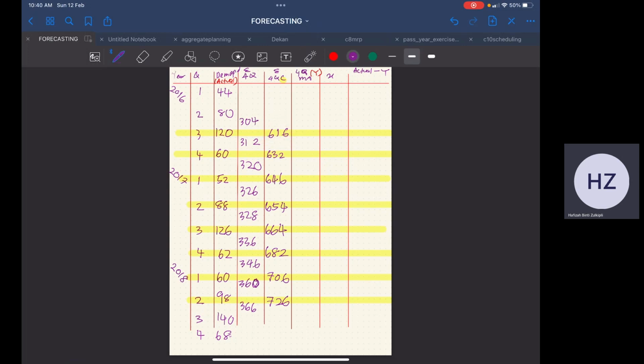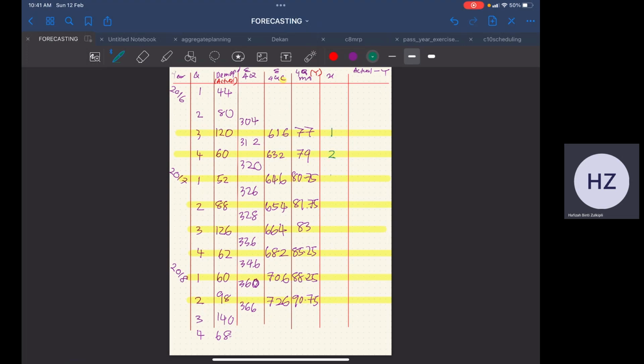616 divided by 8, you get 77. 632 divided by 8 is 79. 646 divided by 8 is 80.75. 83, 85.25, 88.25, 90.75. Okay, now we have X for the moving average.